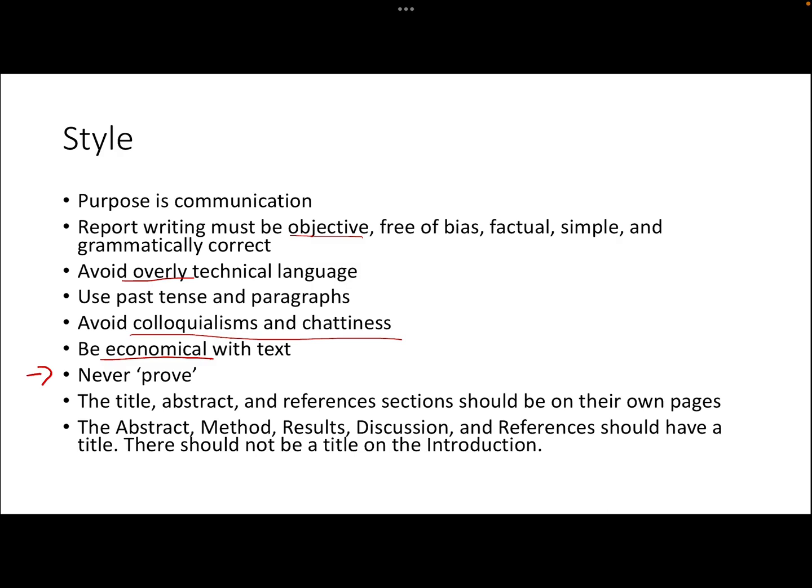Another style guide is just that the title, abstract, and the references sections, they're on their own pages. Everything else just follows on from this previous section. But title, abstract, and references need to have their own dedicated pages. The abstract, method, results, discussion, and references have a title before them. But your introduction doesn't. You just have your title on your first page. You have your abstract on the next page with a title.